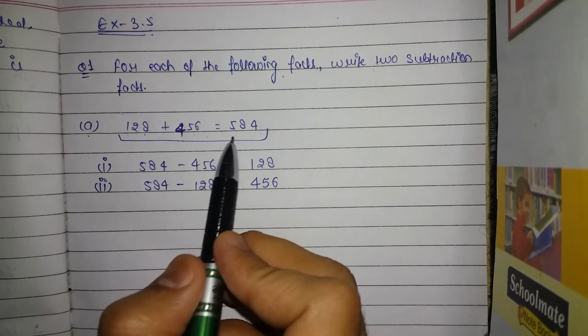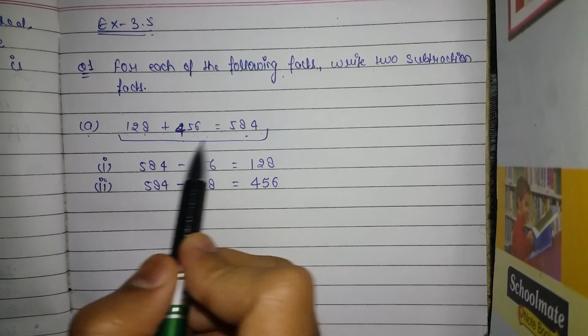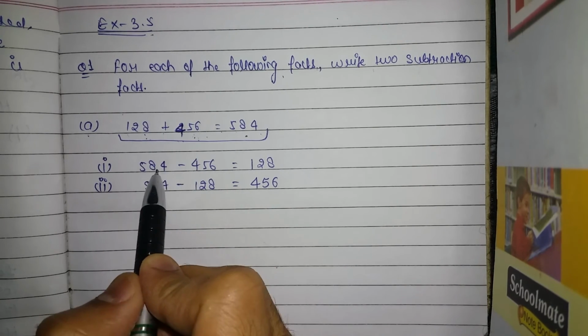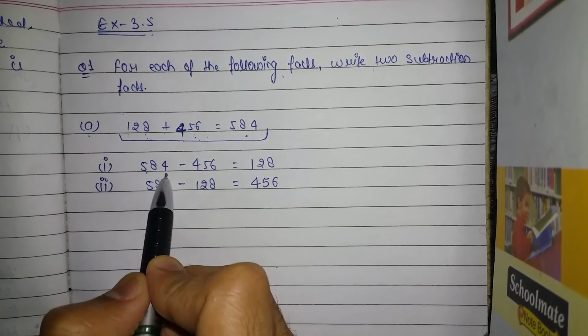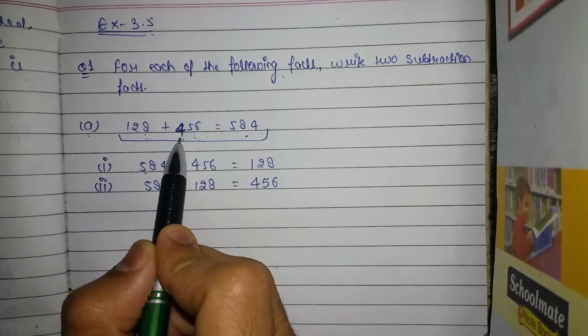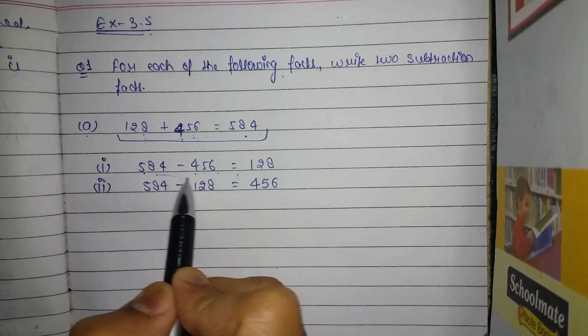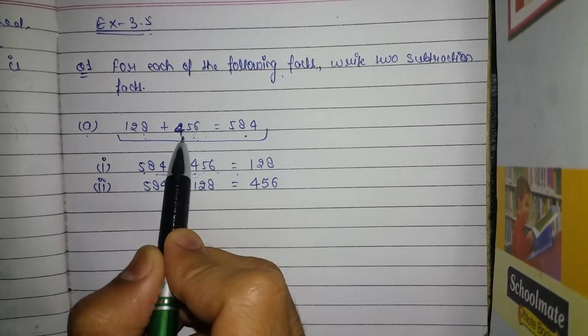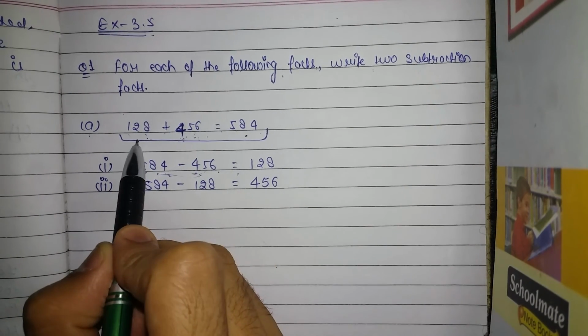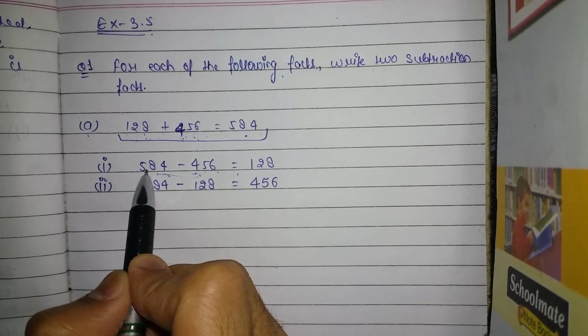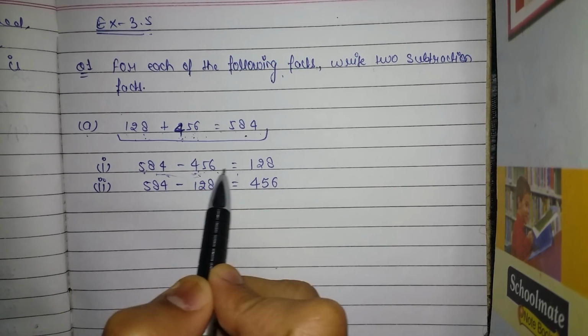So what you have to do, from the sum, first subtract any of the two addends. Suppose from the sum 584, I am subtracting this addend 456. So I subtracted 456. Now here you don't have to do the subtraction, simply this you have subtracted, therefore the answer is going to be 128. So 584 minus 456 is 128.